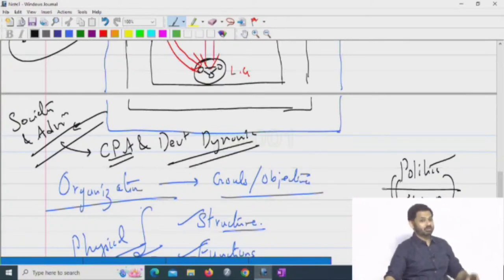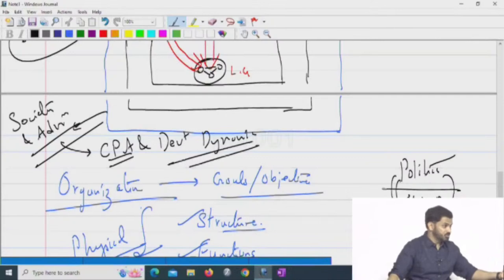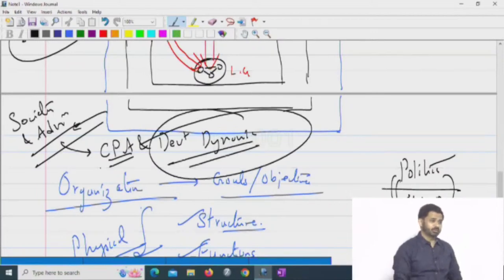When I discuss this, you will understand that this particular idea or chapter will help you a lot in your understanding of society. Even in your areas of Indian society and social justice in GS, it will help you a lot there. Then development dynamics, a very important unit.